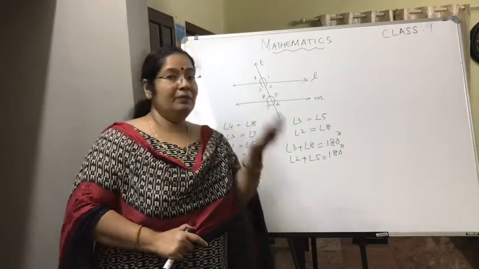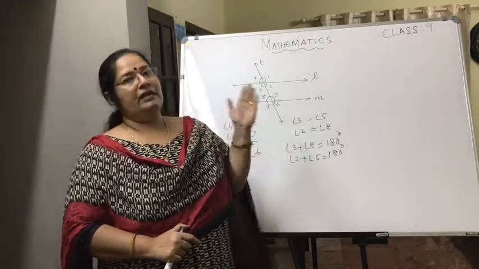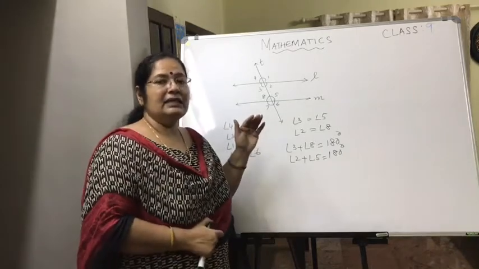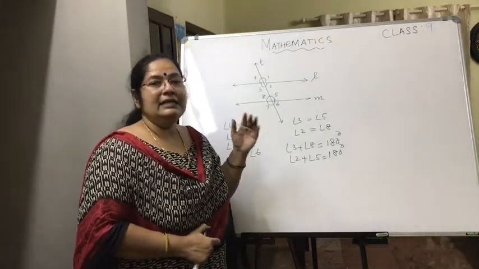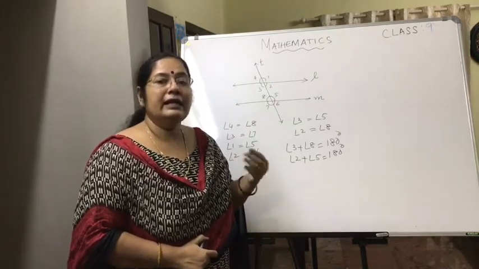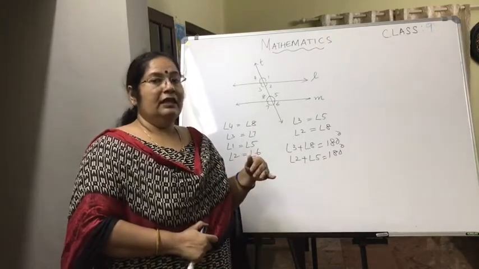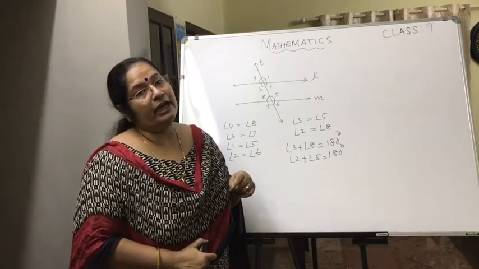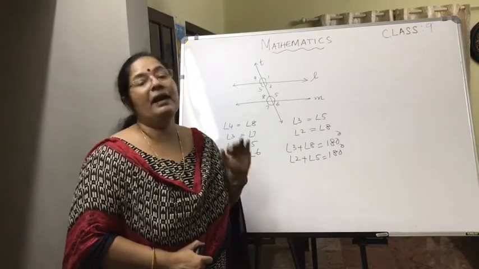Conditions for lines to be parallel. One more time I may say, the corresponding angles axiom is, if two parallel lines are cut by a transversal, the pair of corresponding angles so formed are equal. Converse, if two lines are intersected by a transversal in such a way that the pair of corresponding angles are equal, then the lines are parallel.